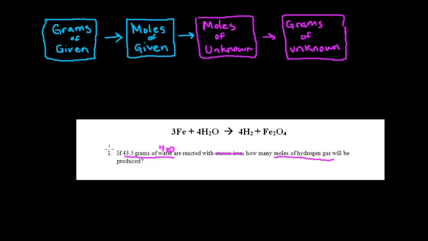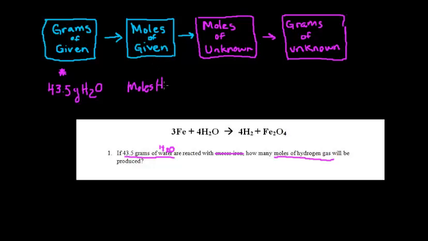So let's decide where this falls. I've got grams of water, so it's definitely grams, and it's my given, the number I'm starting with. So that's where I'm starting. I've got 43.5 grams of H2O. And I want to find how many moles of hydrogen gas. So would it be moles of given? Let's put that right here.